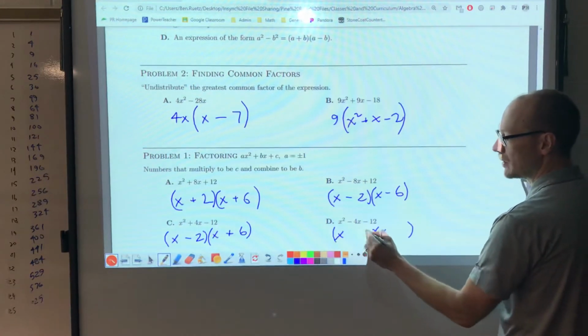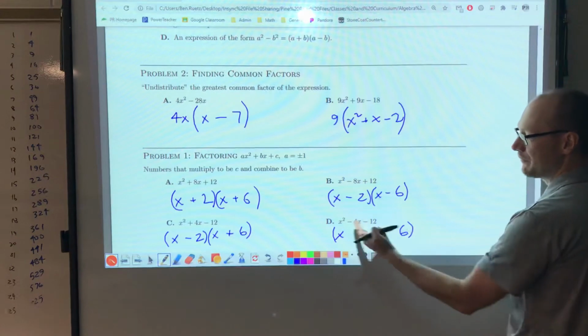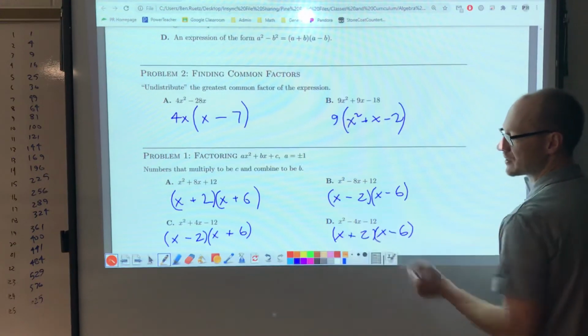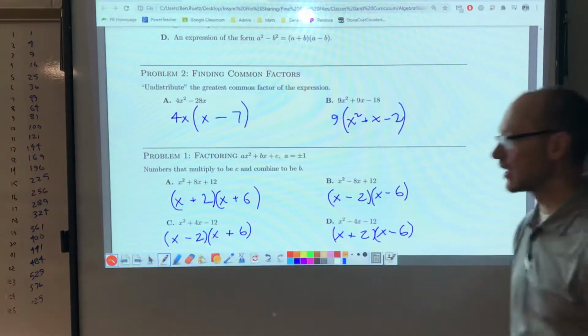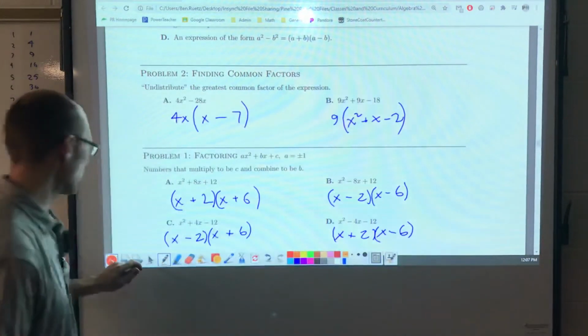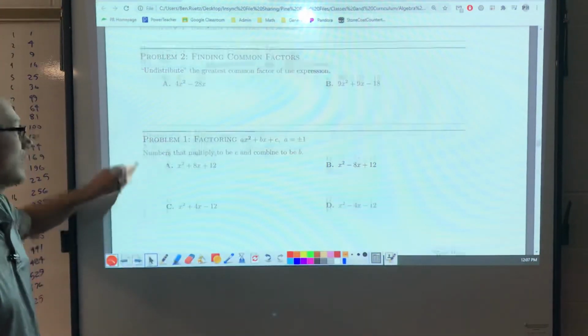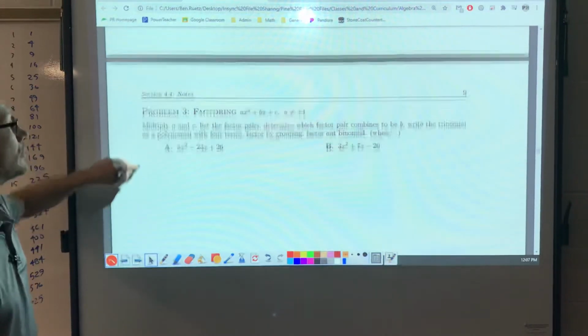Subtract to be 4, but the 4 is negative, so the 6 is negative. So that's how the basic unfoiling works. That should be pretty straightforward. Let's see if we can kick it up a notch or 3.